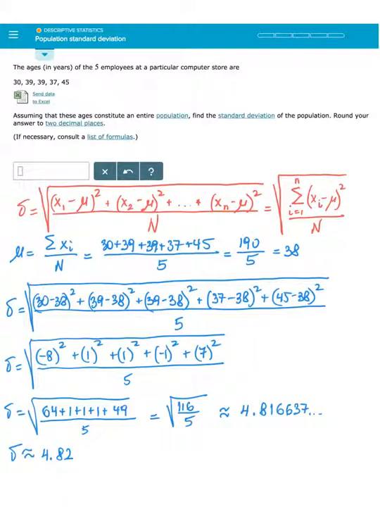Of course, you don't have to compute all of this manually. You could just type all of this into a calculator and let it compute this quantity for you.